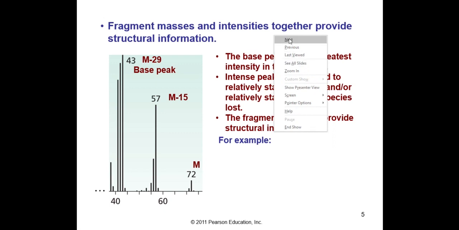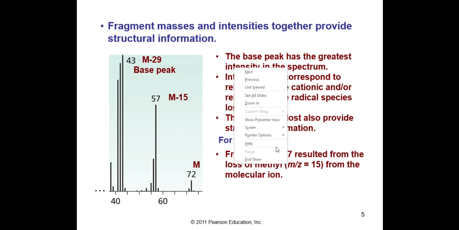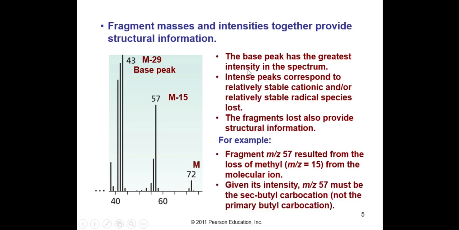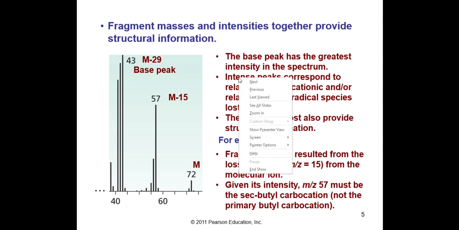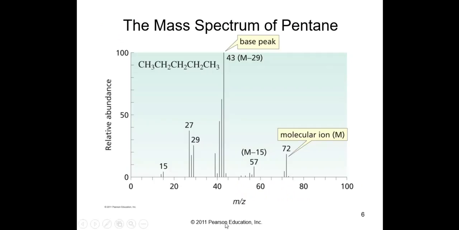For example, the fragment M over Z 57, I defined Z as 1, resulted from the loss of a methyl from the molecular ion. So you have a new cation at 57 because you're losing, in this case, a methyl radical. Given its intensity, M over Z 57 must be the secondary butyl carbocation, not the primary butyl carbocation from butane. Here's the mass spec of pentane, typical bar graph, molecular ion at 72. And on the preceding slide, I said butane, I meant pentane.